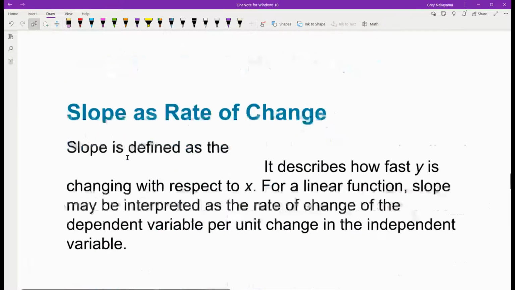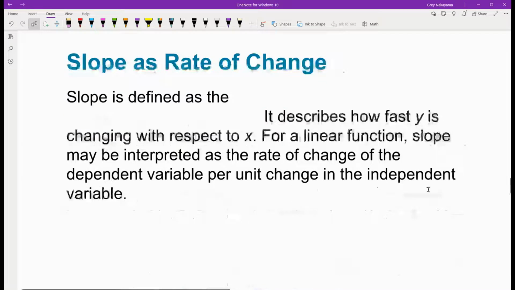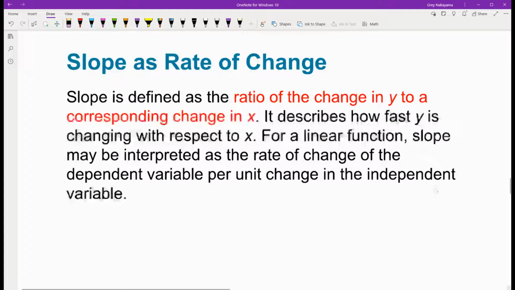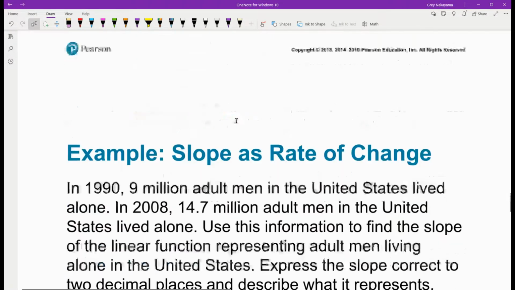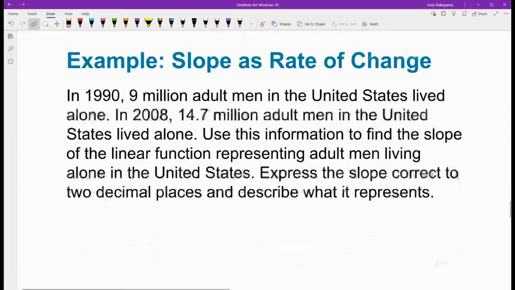All right, slope is a rate of change. Generally, we'll remind you that slope is defined as the ratio of change in y to the corresponding change in x. And really, when they talk about a rate of change, it's the application of slope, and so oftentimes they want some kind of description that goes along with it. So look at this problem here.